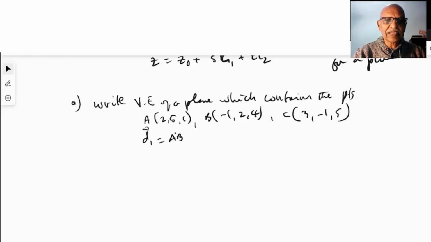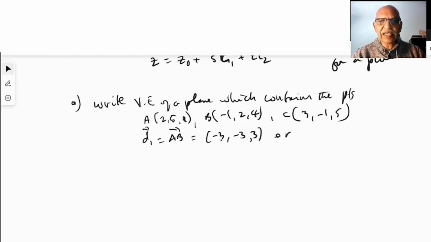AB, which means coordinates of B minus coordinates of A. B minus A, which means -1 minus 2 is -3, 2 minus 5 is -3, 4 minus 1 is 3. This is the first direction vector, or we can write it in simple form because I can divide all by -3, so it can be (-3, -3, 3), or it can be (1, 1, -1). I can take this or that one, it doesn't matter, because these two are parallel.